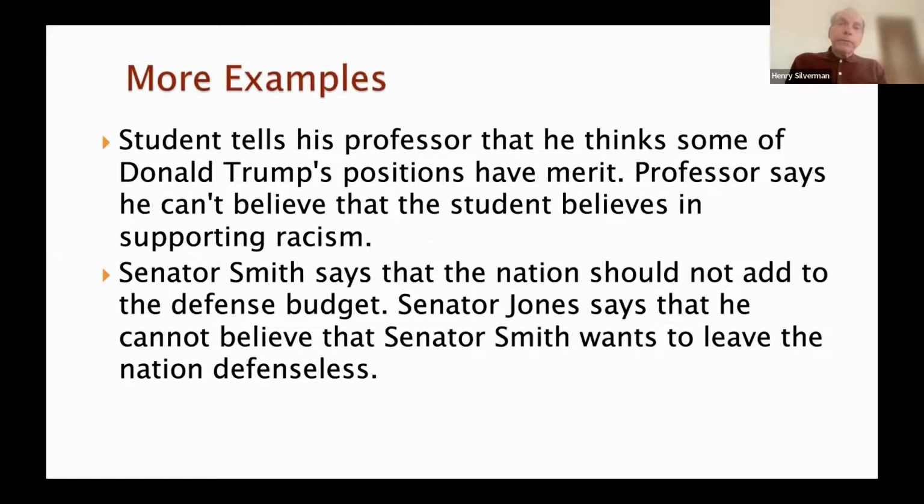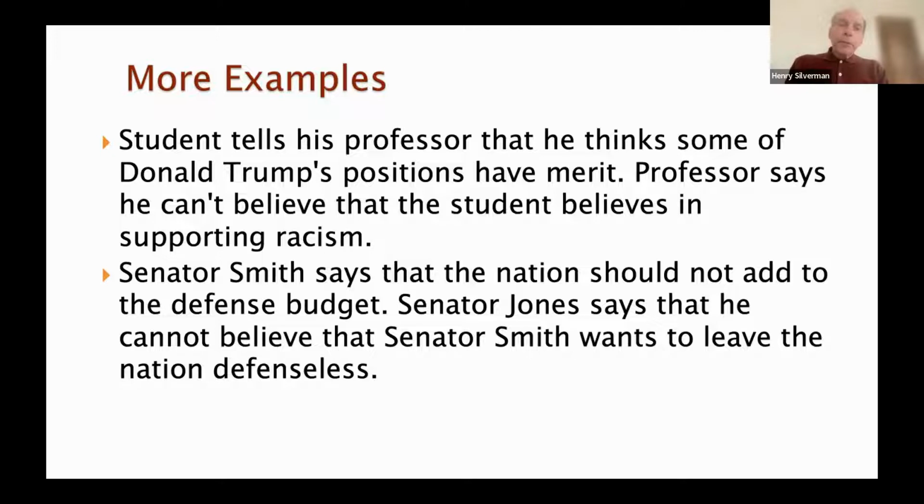More examples. A student tells his professor that he thinks some of Donald Trump's positions have merit. And the professor says he can't believe that the student believes in supporting racism. So supporting racism is the straw man, and hence the professor is refuting the student's argument by creating a straw man.